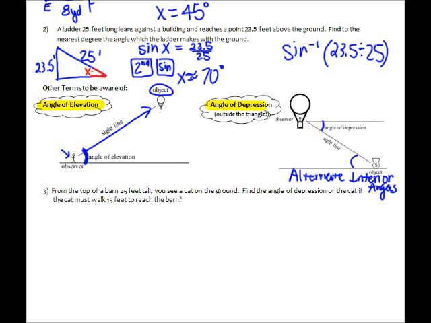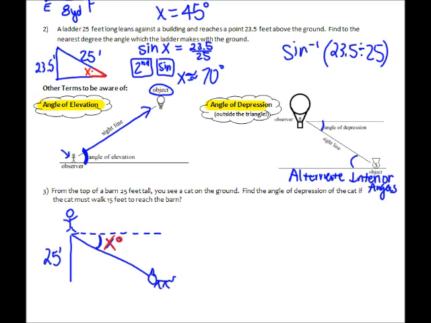Let's see how these work. From the top of a barn, 25 feet tall. So you're standing up here at the top of a barn, and the barn is 25 feet tall. You see a little cat on the ground. There's my cat. Find the angle of depression of the cat. So what we're talking about is this. This is what we want to know. This is my angle of depression, and I want to know what that is.